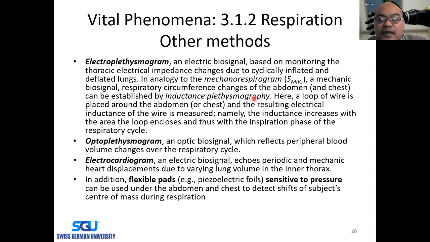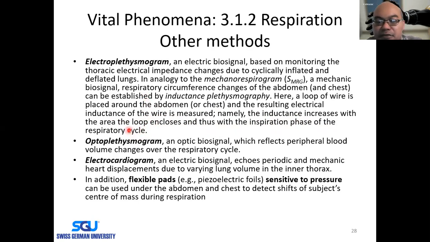Then there is inductance plethysmography, using inductance. Remember Electric Circuits 2, in the second semester, is basically based on the coil. When the chest expands and contracts, the coil loop number will change. And the resulting electrical inductance of the wire is measured. The inductance increases with the area the loop encloses, and thus with the inspiration phase of the respiratory cycle.